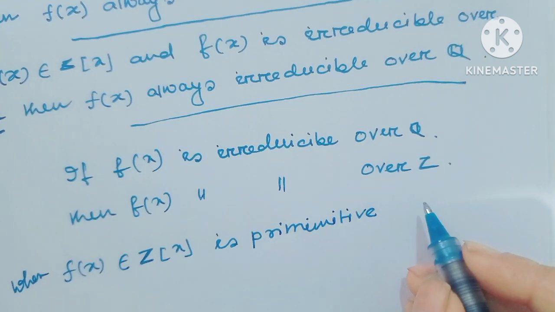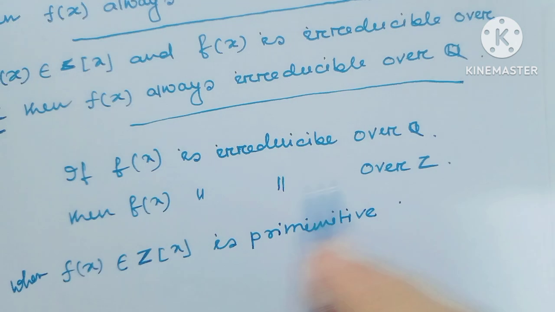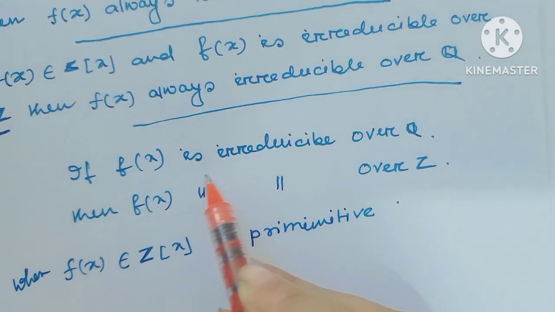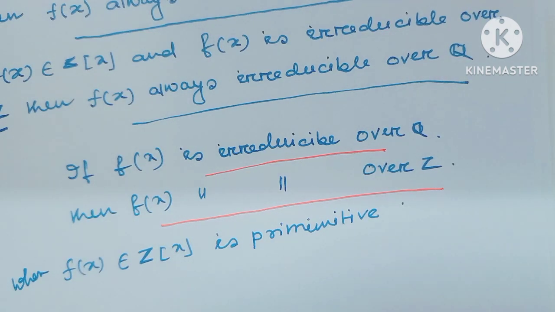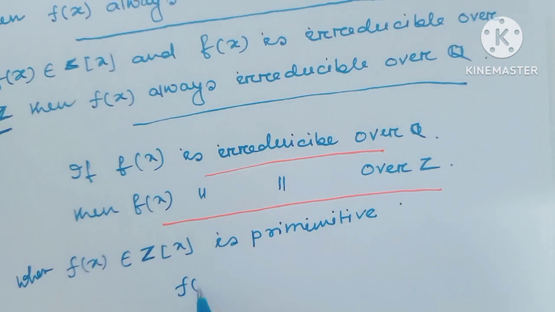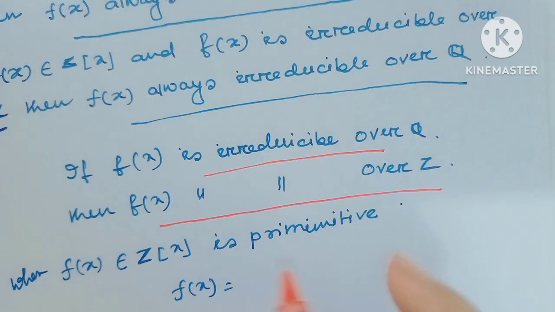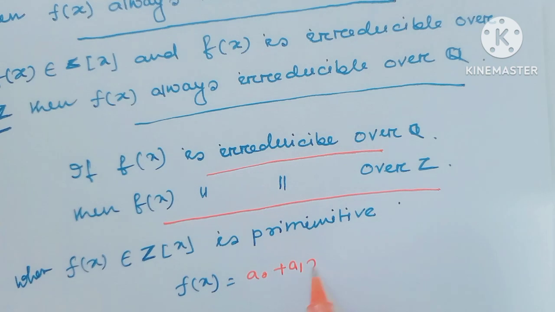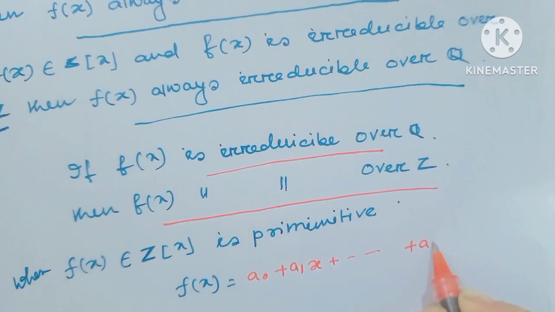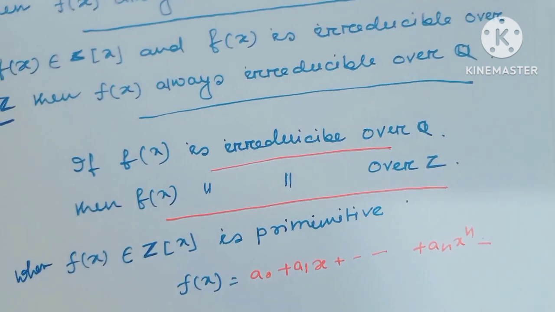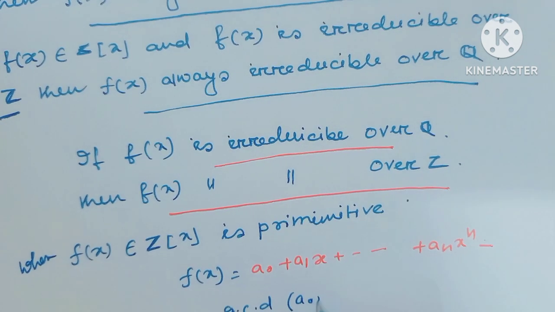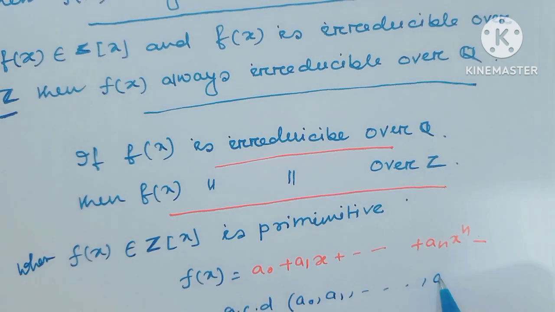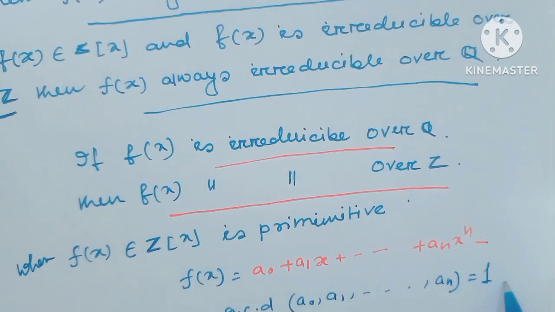Then we can tell f(x) is irreducible over Q implies f(x) is irreducible over Z. Primitive means if f(x) equals a0 plus a1x up to an x to the power n, then primitive means GCD of a0, a1 up to an always would be equal to 1.